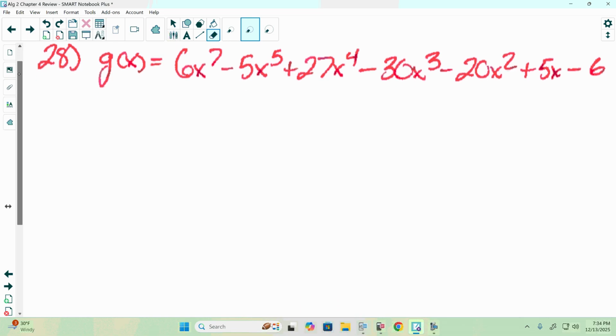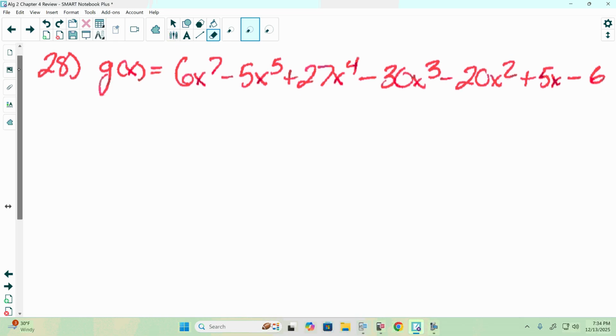We have one more with Descartes' rule of signs, and then we have 30, 31, 5 more with solving, and then we are finished.